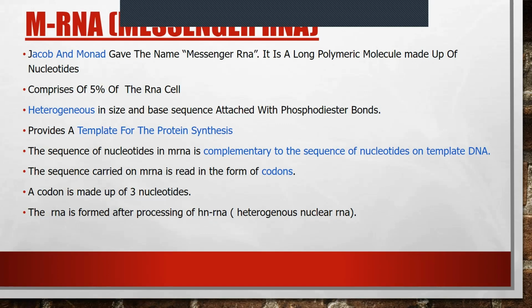At this point, I would like to remind you about the Chargaff rule of complementary pairing. The mRNA has the complementary sequence of nucleotides to the template DNA. So if you see guanine in the template DNA, the mRNA will have cytosine. This kind of pairing is called complementary sequence pairing. The sequence carried on the mRNA is read in the form of codons. Each codon is made up of 3 nucleotides, and the mRNA is formed only after the processing of hnRNA.